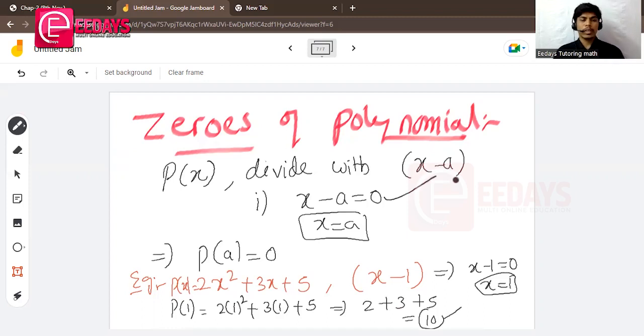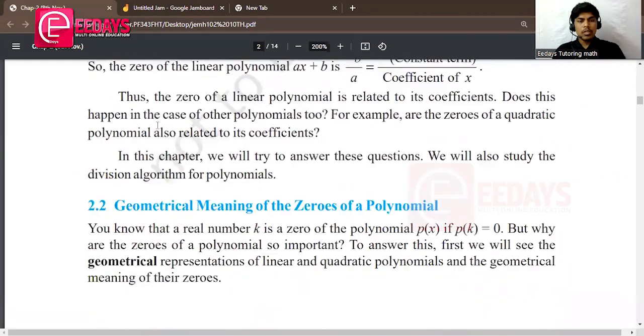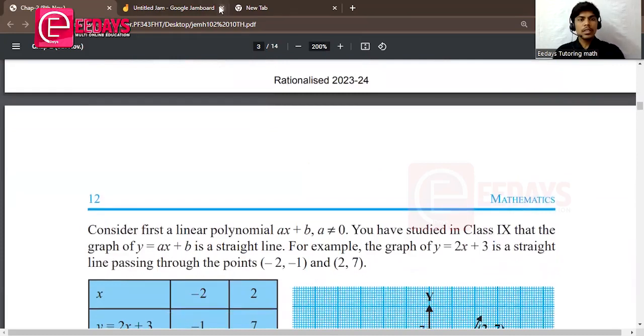The first step is very, very important: x minus a is equal to 0, then x is equal to a. That is what we learned in the previous classes about zeros of polynomial. But in this grade 10, you need to understand how to represent the zeros of a polynomial geometrically. How can you find the zeros? So here, first we'll see the geometrical representation of linear and quadratic polynomials, and we'll find out how to find the zeros. Zeros are nothing but roots, x comma y, all those things.